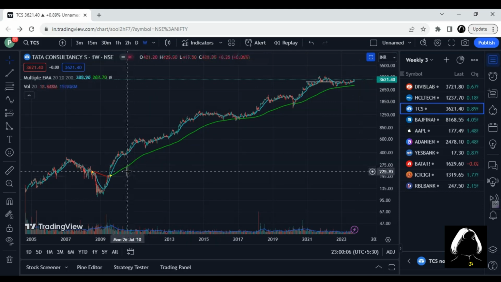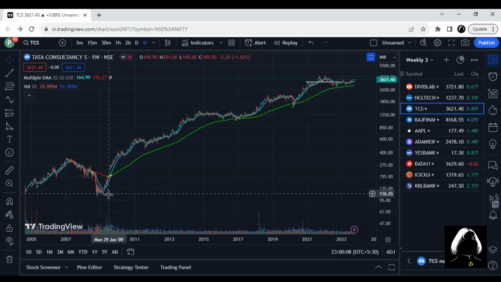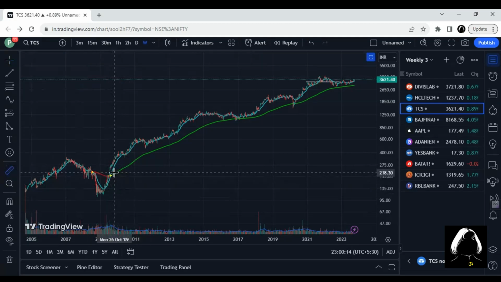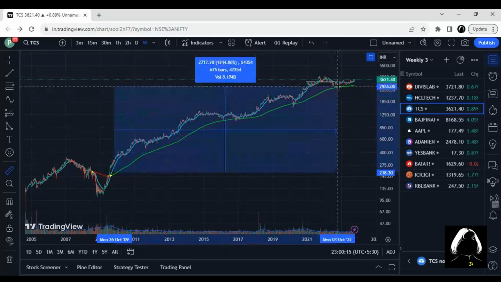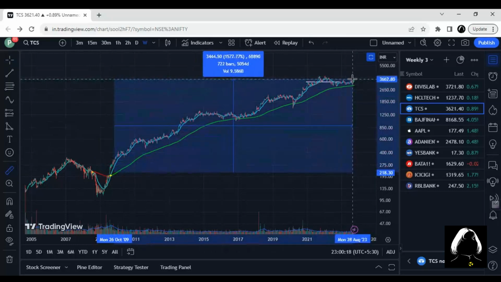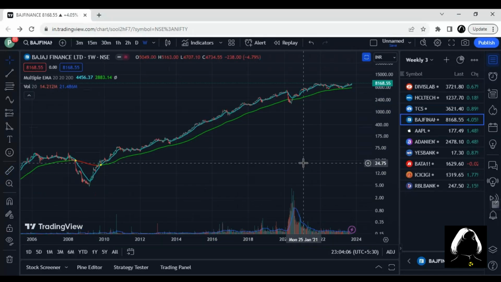But till now we have not got this sell trigger in TCS after 2009. So if you want to check the returns it has generated after this setup, it is around 1500 percent till now, and still it is running. Similarly, we'll take one more example.